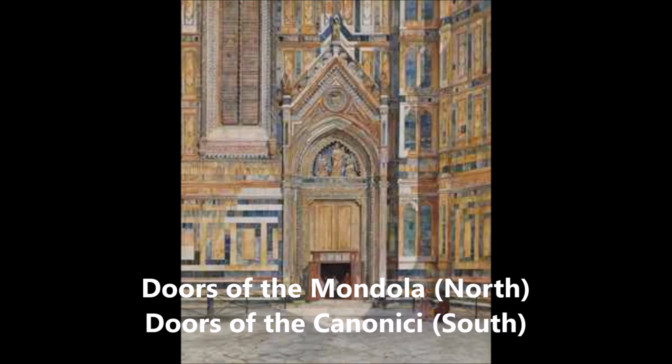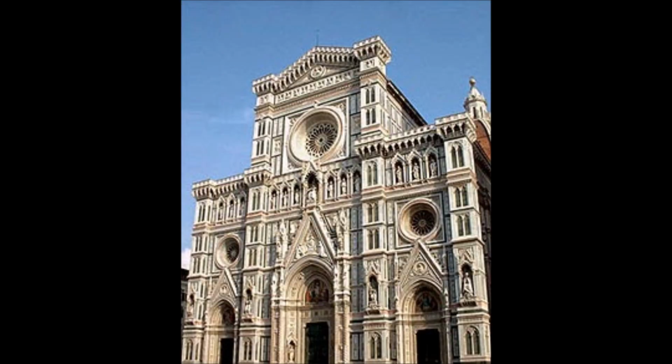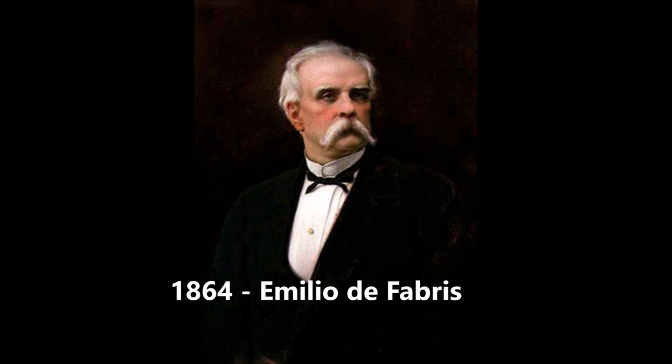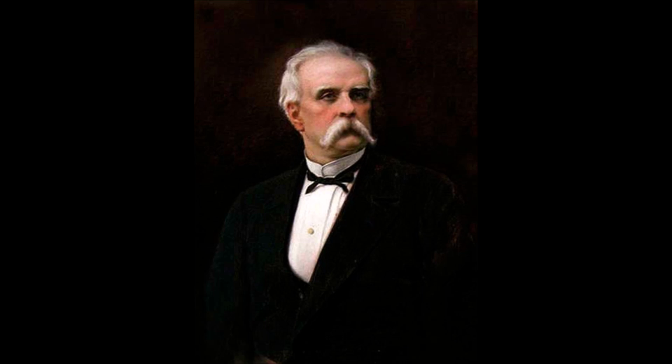There are also 2 entrances to the cathedral. On the north side, you have the doors of the mandorla, and on the south side, you have the doors of the canonici. The second feature is the facade. So this was designed by Di Cambio, as he designed the rest of the cathedral as well. However, it was never actually finished, and the facade we see today was designed by Emilio di Fabris in 1864, so 600 years later than Di Cambio's first designs.